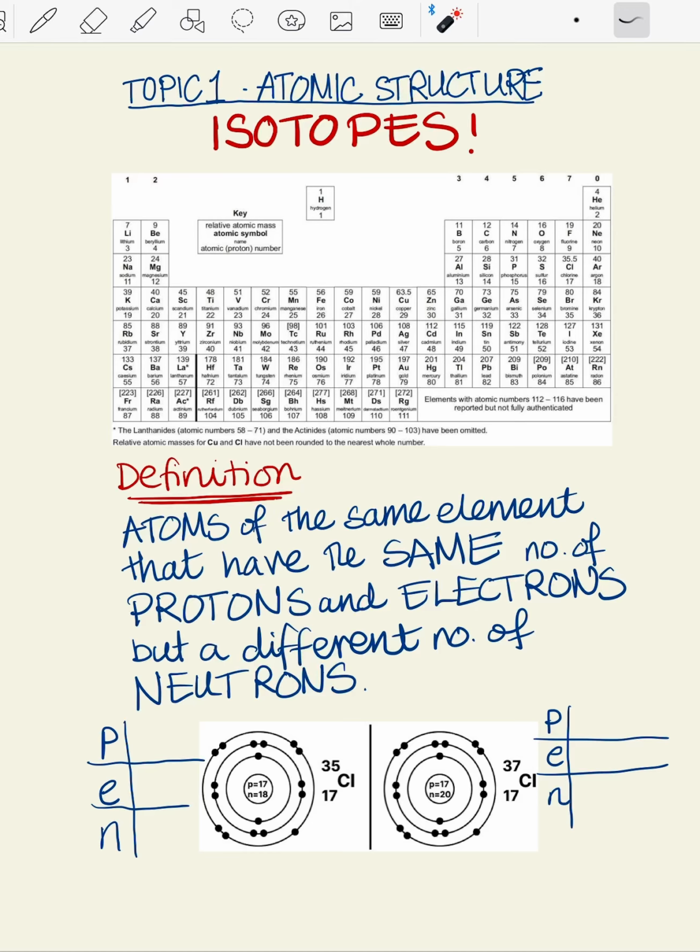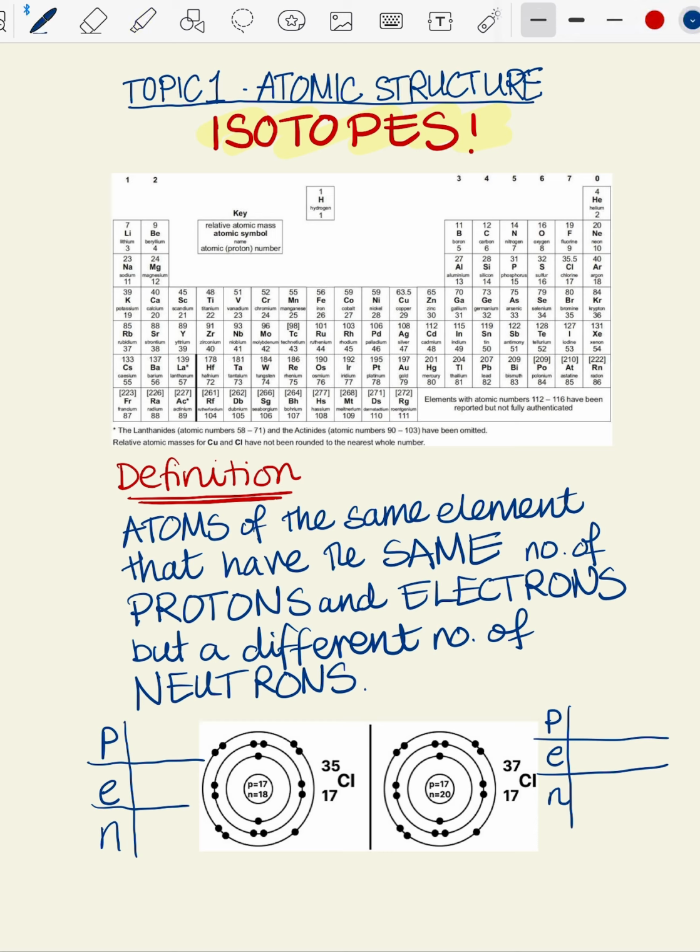So have you ever looked at the periodic table and thought, why are some of the atomic masses not whole numbers? So for example, chlorine here has the atomic mass of 35.5, which means that there is either half a proton or half a neutron, because remember the relative atomic mass tells you the number of protons and neutrons. Well, this is where the concept of isotopes comes in.